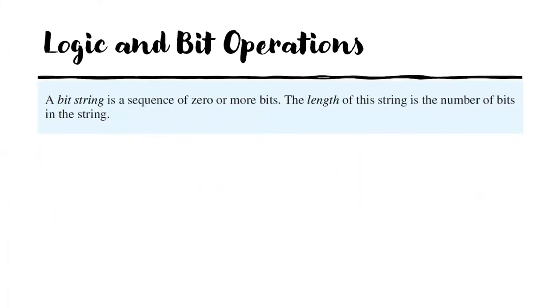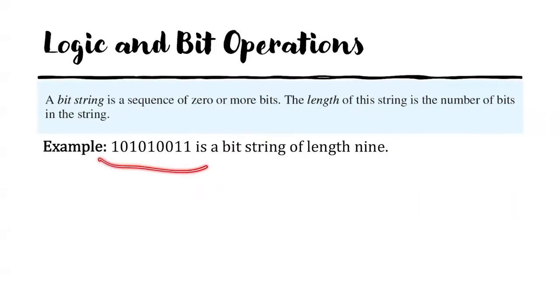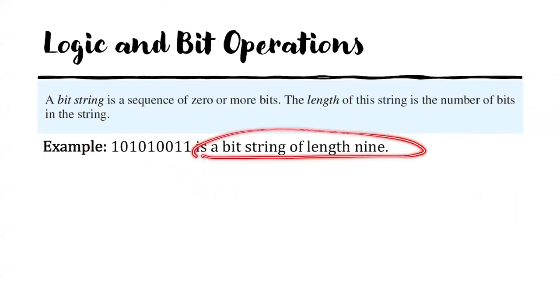Okay. Now besides bits, you will hear bit string. A bit string is a sequence of zero or more bits. Which means in this sequence you will see a bunch of 0s and 1s. All right, so an example of a bit string is this. You can have 1 0 1 0 1 0 0 1 1. So this is a bit string of length 9.